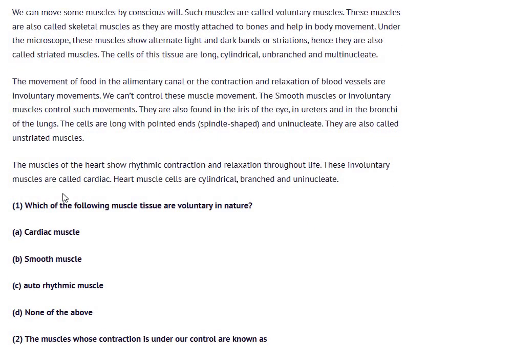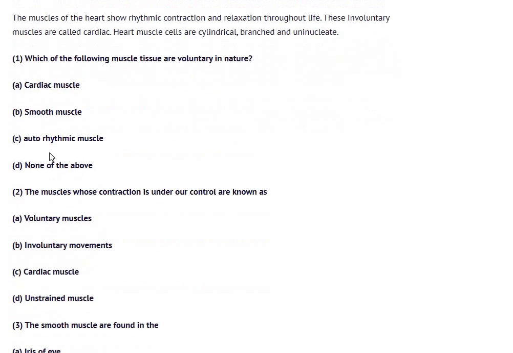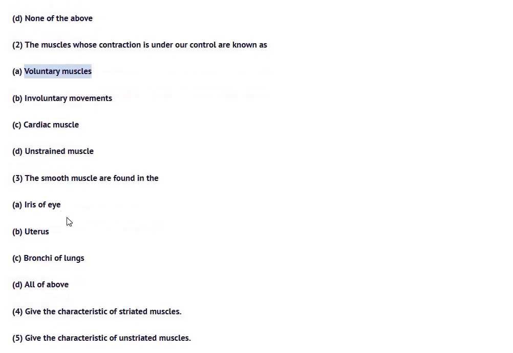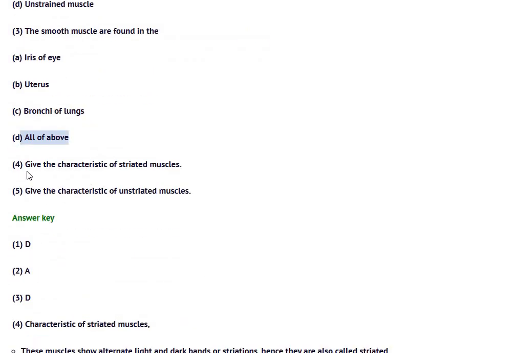Which of the following muscle tissues are voluntary in nature? Means which can move. Cardiac muscle, they're involuntary. Smooth muscle, involuntary. Autorhythmic, none of these. The muscle whose contraction is under our control is known as voluntary muscle. Voluntary, okay. Smooth muscles are found in iris and option D, all of these. So D, A, D, correct.